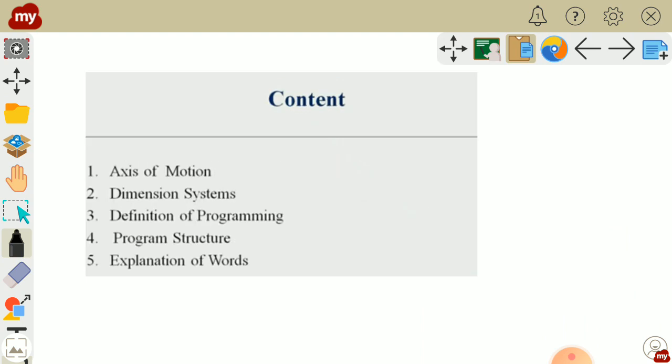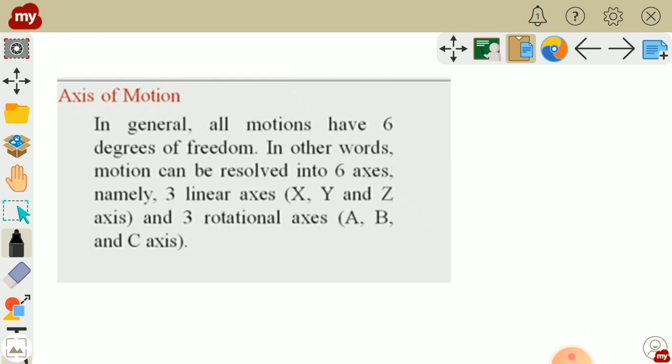These are the contents which we are going to cover in this lecture: axis of motion, dimension system, definition of programming, program structure, and explanation of words. First, axis of motion. In general, all motions have 6 degrees of freedom. In other words, motion can be resolved into 6 axes, namely 3 linear axes and 3 rotational axes. The 3 linear axes are X, Y, Z, and the 3 rotational axes are A, B, and C.